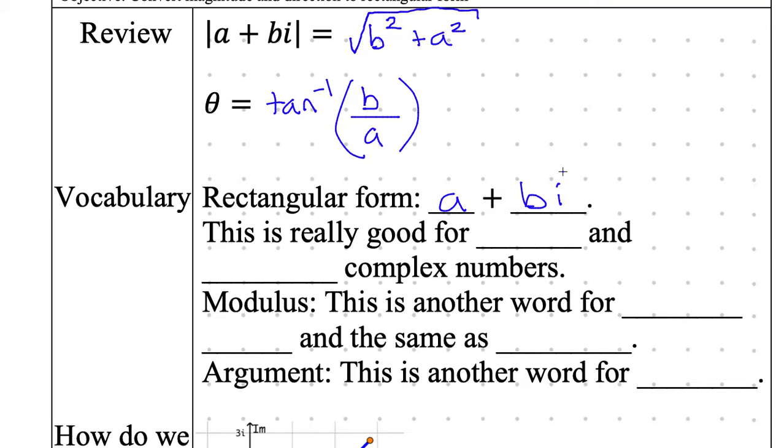This is really good for adding and subtracting complex numbers. Unfortunately, it's not very good for multiplying. If I had to do, for example, don't write this down, but if I wanted to do 1 plus 2i to the power of 7, you probably don't know what that is.